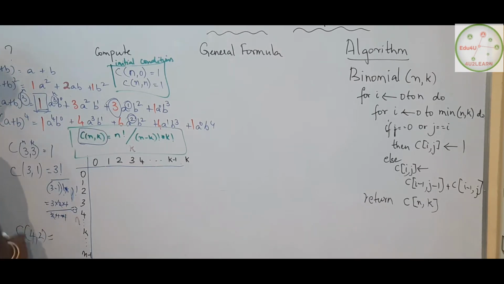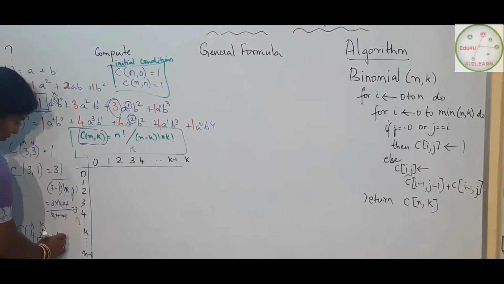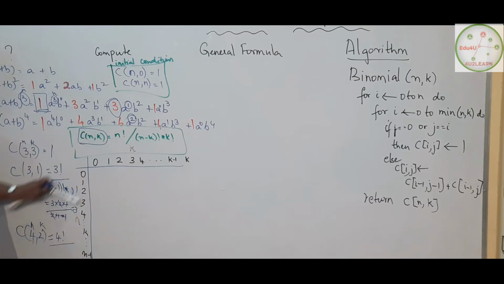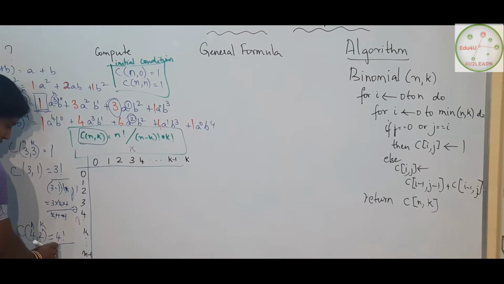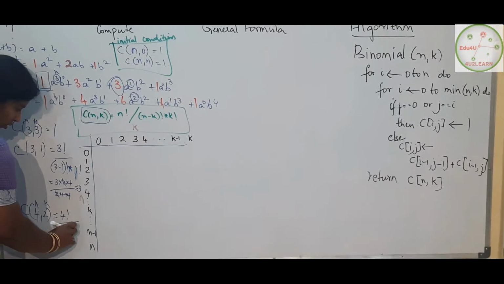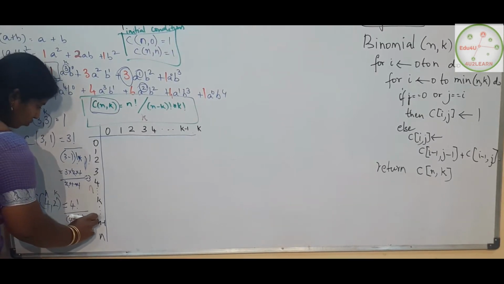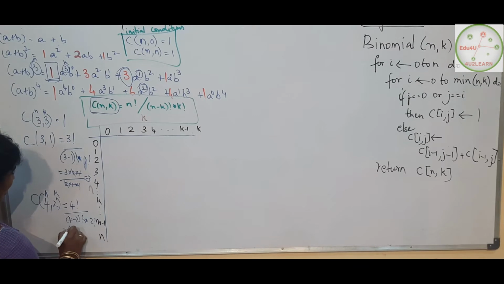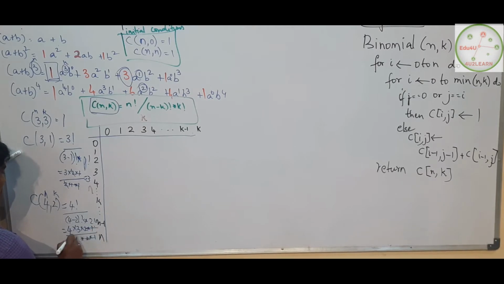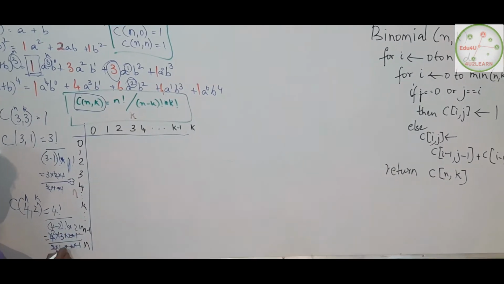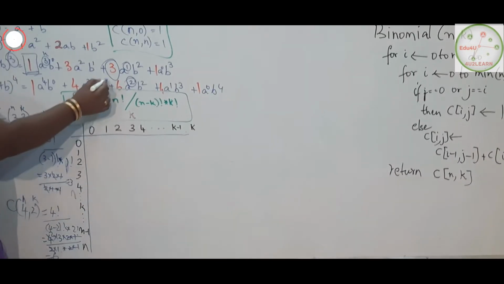So N factorial. So this is N and this is the K value. So N factorial is going to be 4 factorial divided by (N minus K) which is 4 minus 2, that is 2 factorial, into 2 factorial. So I have 4 into 3 into 2 into 1, divided by 2 into 1, 2 into 1. The answer is 6. Do I get the same 6 here?